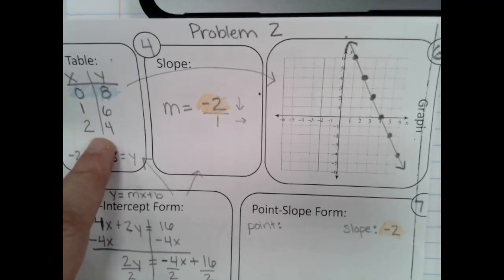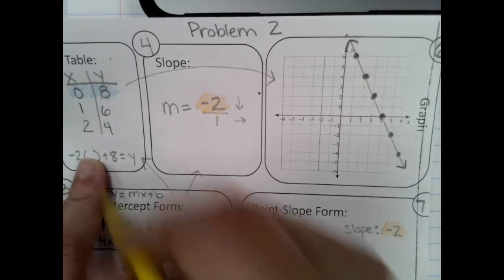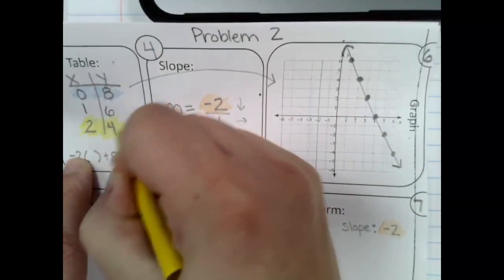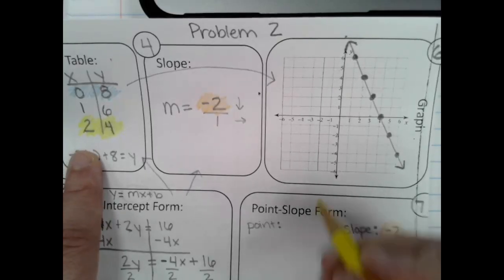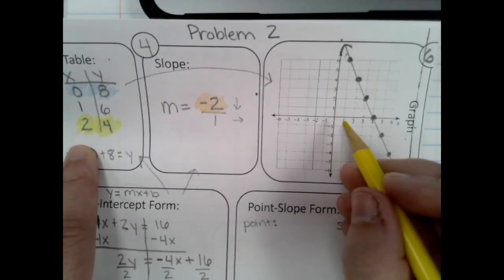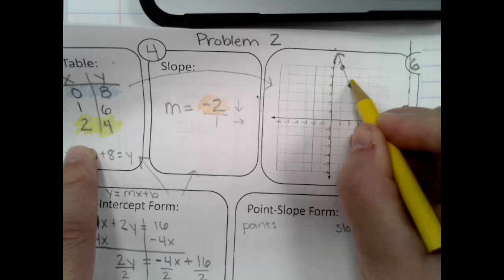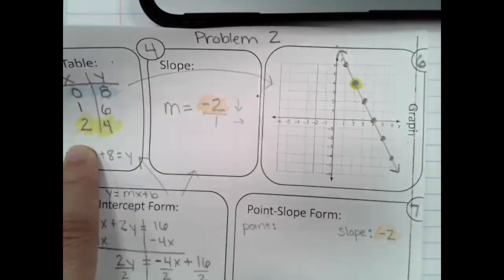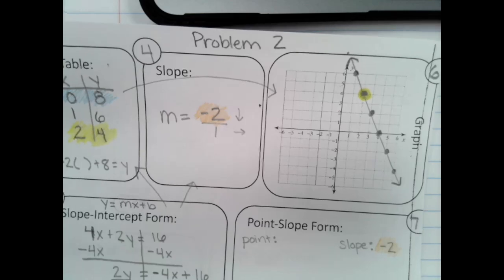I'm going to mark that yellow so that I know that's where I'm getting it from. I also, just for fun, I'm going to highlight (2, 4) on my graph to show that this is the same point here. All these things are connected. So if you want to, you can.